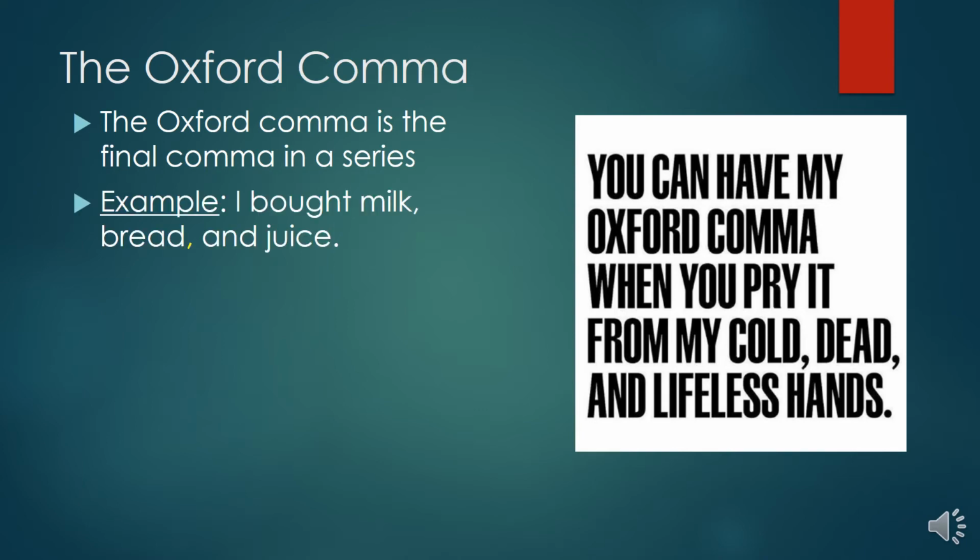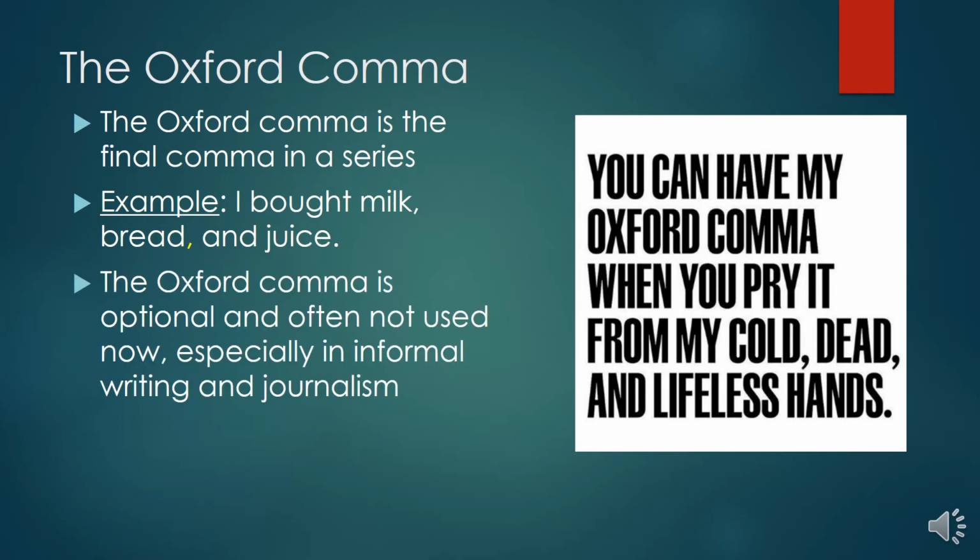An example you can see here in this slide, in the sentence, I bought milk, bread, and juice, you'll see that the final comma before and the final comma in the series is highlighted yellow here. That's the Oxford comma or the serial comma. The Oxford comma is optional. You don't have to use it.